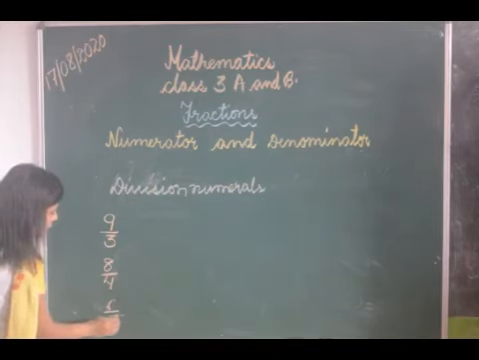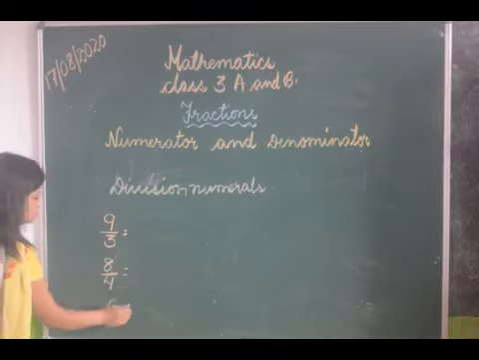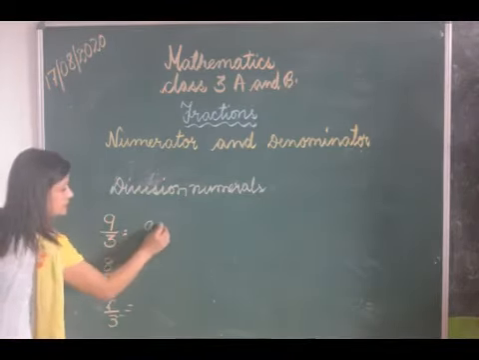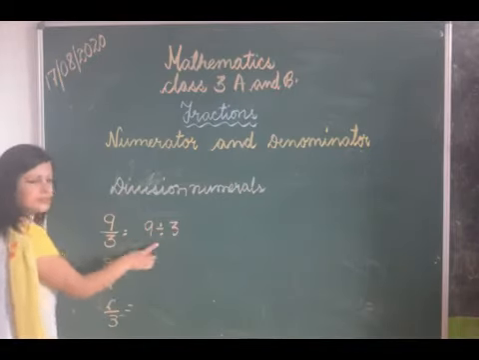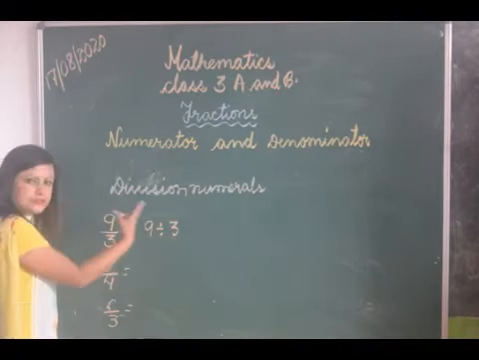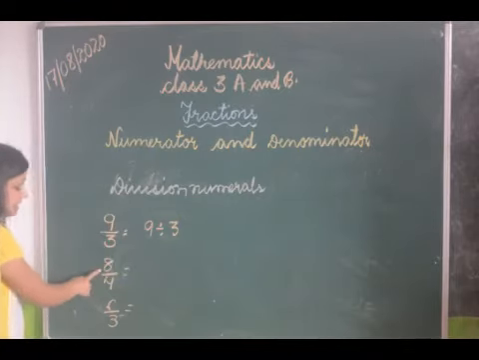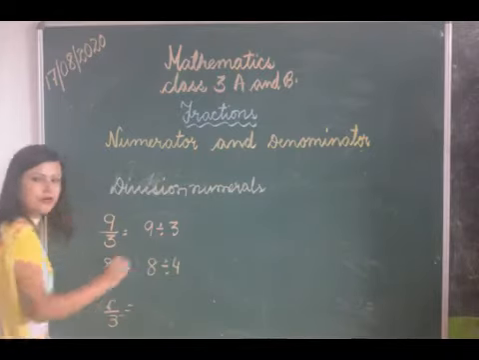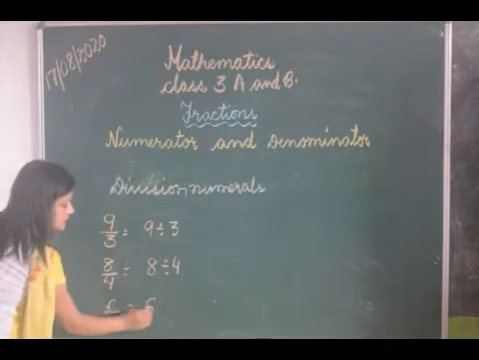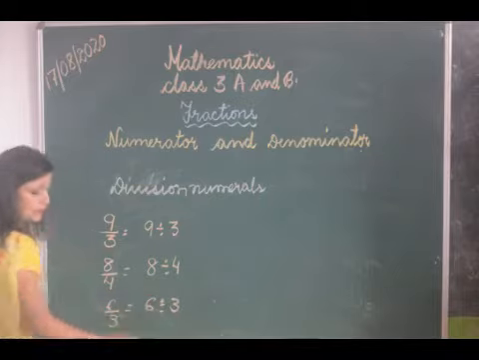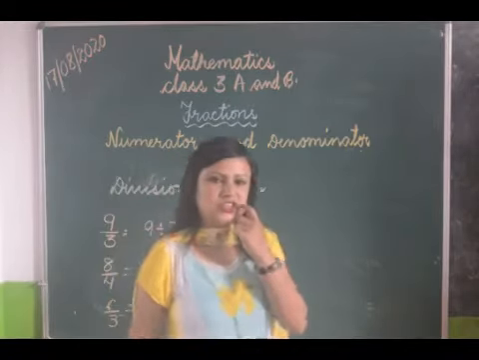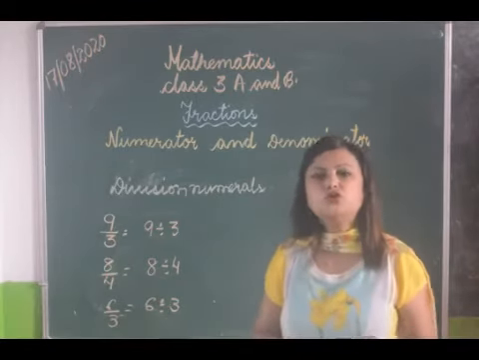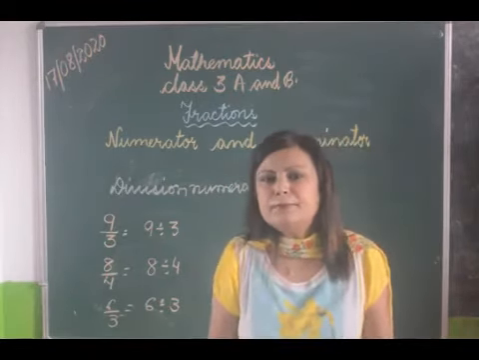Now 6 by 3. So how are we going to convert it into division numerals? Now see, 9 divided by 3. This is how we convert this fraction into division numerals. Now 8 divided by 4. 8 divided by 4. Now 6 divided by 3. This is how we convert a fraction into division numerals. So after I finish this, we are going to step to another topic, that is multiplication.